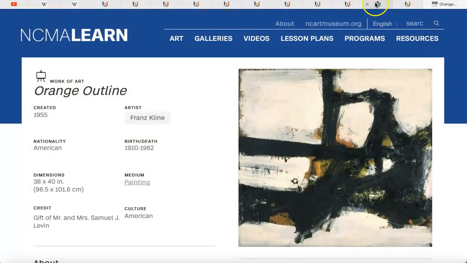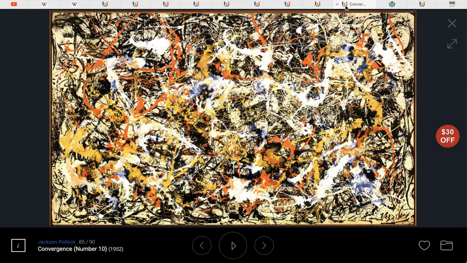But is that by design? And if it is by design, who designed it? Tell me in the comments what you think.